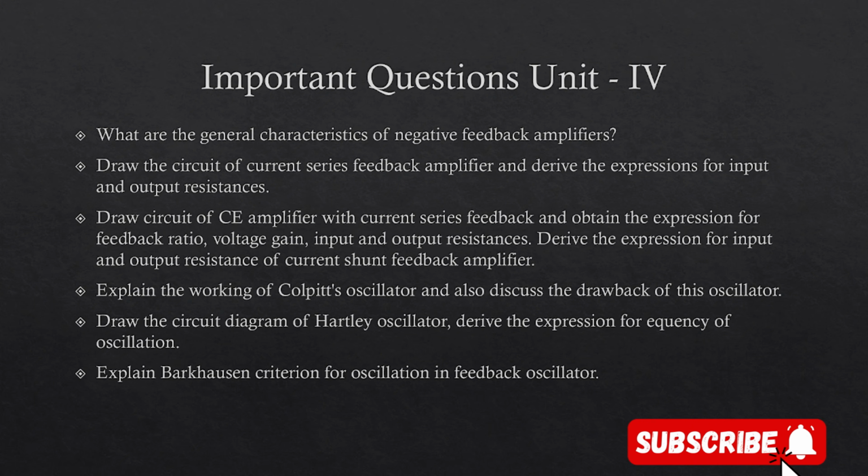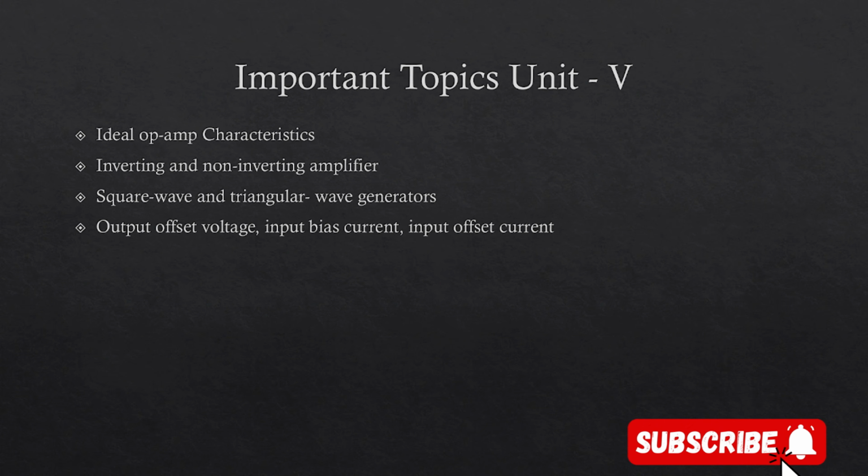So these are the questions from Unit 4. If you see, you can see negative feedback amplifiers. They will not ask more about positive feedback, but negative feedback is something which is important. They can ask about Wien bridge oscillator as well, Colpitts oscillator, Hartley oscillator. And deriving the expressions also might be important here.